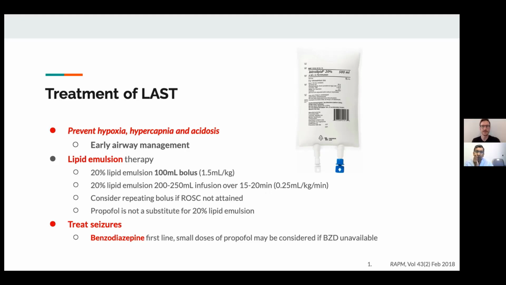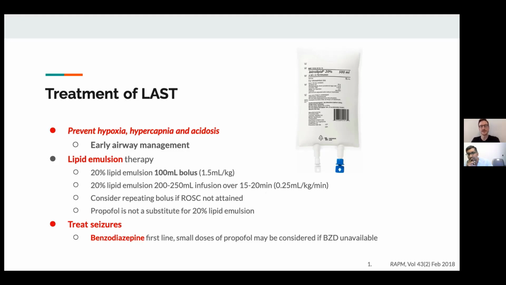The upper limit of how much intralipid you can give in this setting is high. It's like, I think 12 milligrams per kilo or something. So it's like multiple bags sort of thing. And the reality is that we're just going to continue going until we get some return to spontaneous circulation.